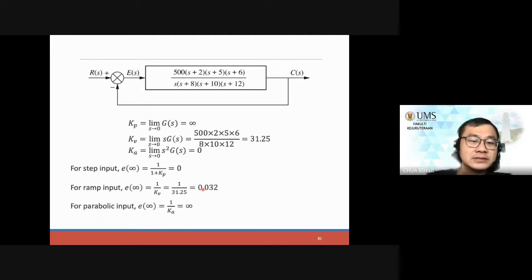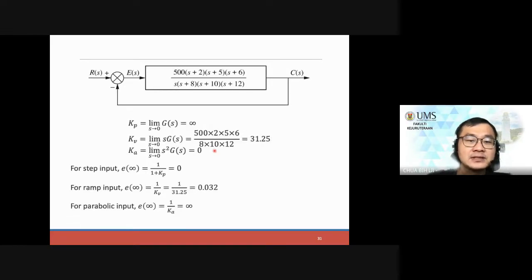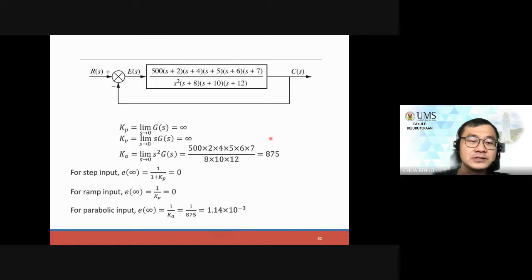So this is how it would look, from this diagram as well as this, as the situation changes, therefore it also changes accordingly, right? So this is for the parabolic input and so on.